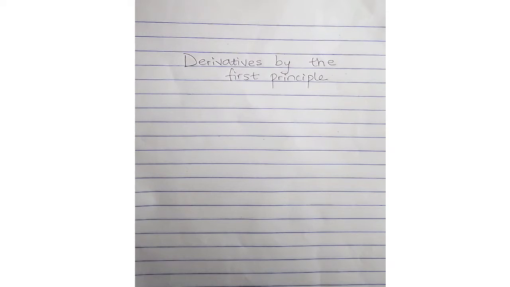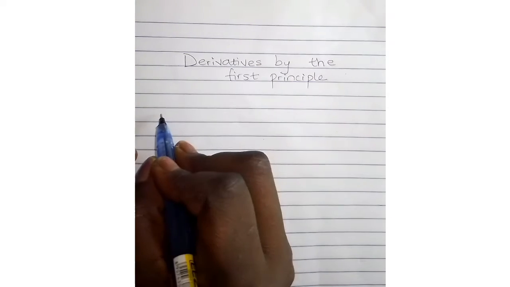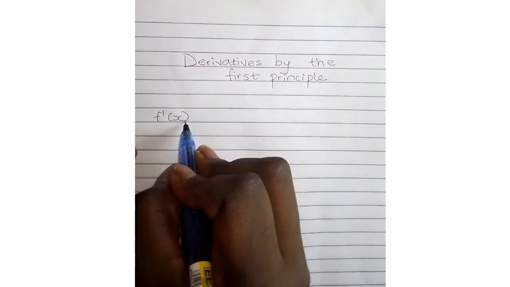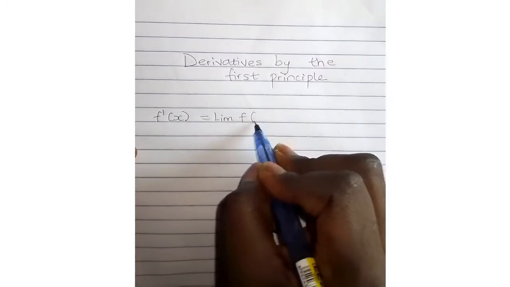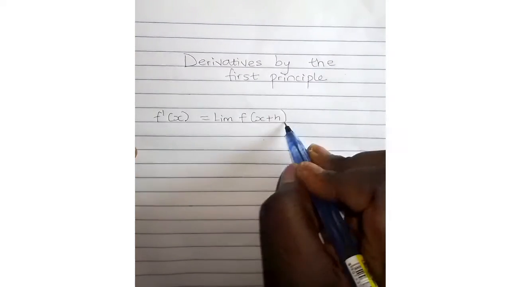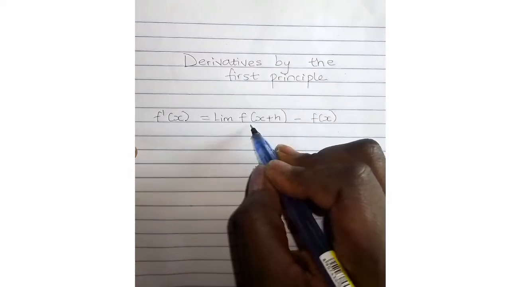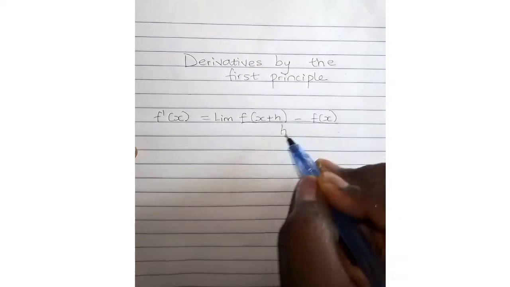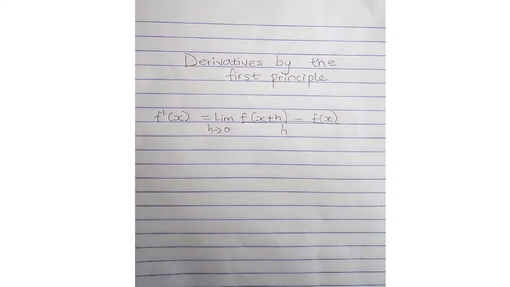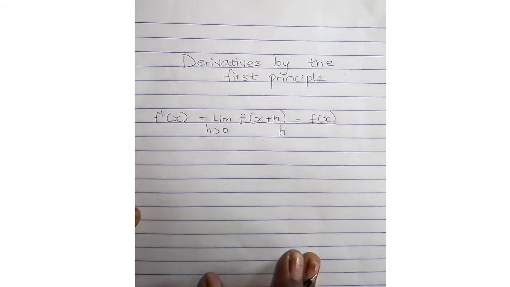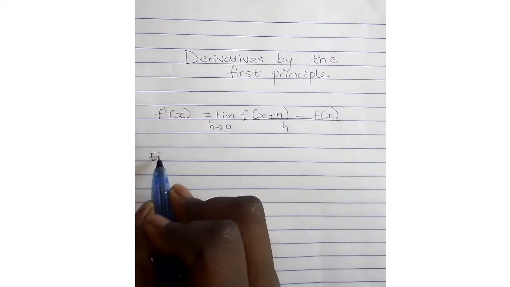The formula for the derivative by the first principle is given as f prime of x, which is equal to the limit of f(x + h) minus f(x) all over h as h approaches 0. So this is the formula when solving using the first principle. So we're going to take examples under this. Example.